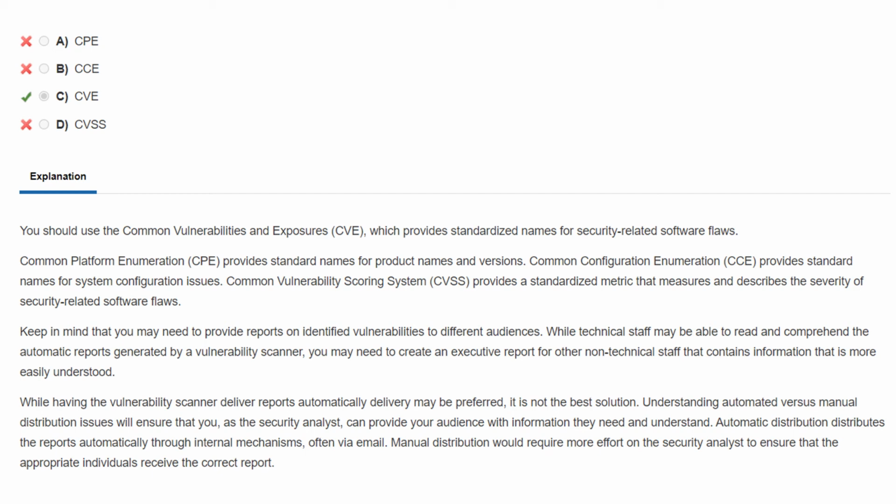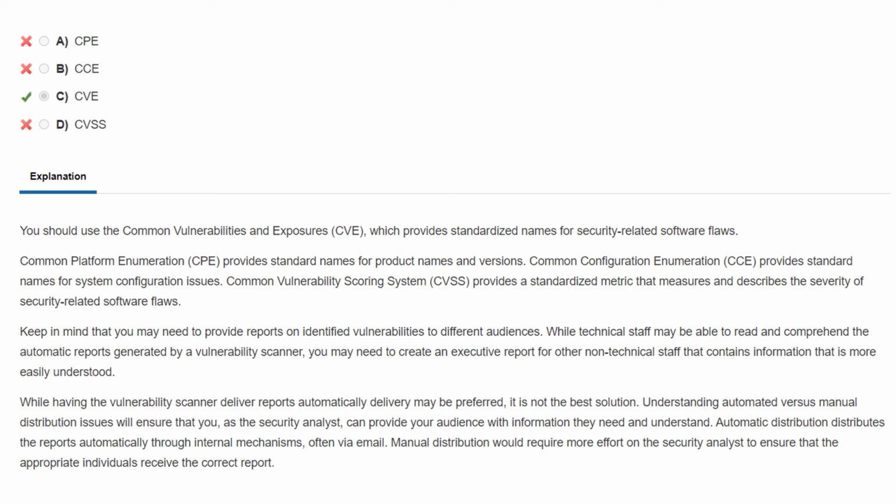The Common Platform Enumeration, CPE, provides standard names for product names and versions. Common Configuration Enumeration, CCE, provides standard names for system configuration issues. And the Common Vulnerability Scoring System, CVSS, provides a standardized metric that measures and describes the severity of security-related software flaws. Keep in mind that you may need to provide reports on identified vulnerabilities to different audiences.